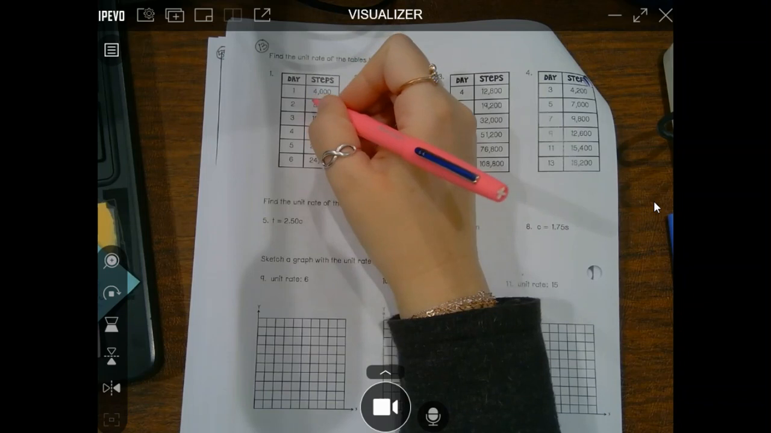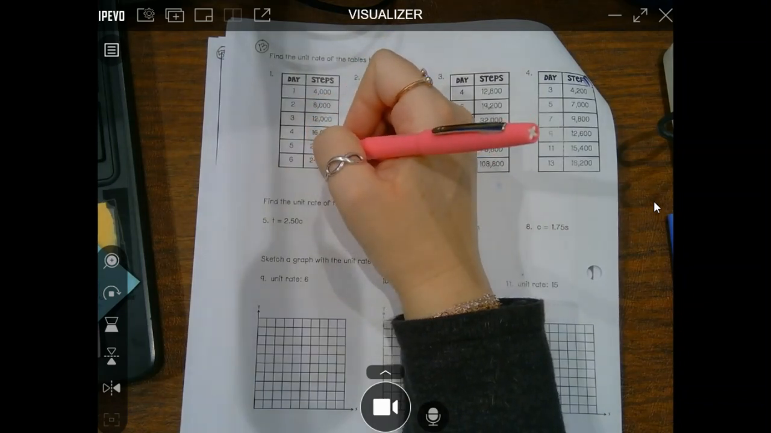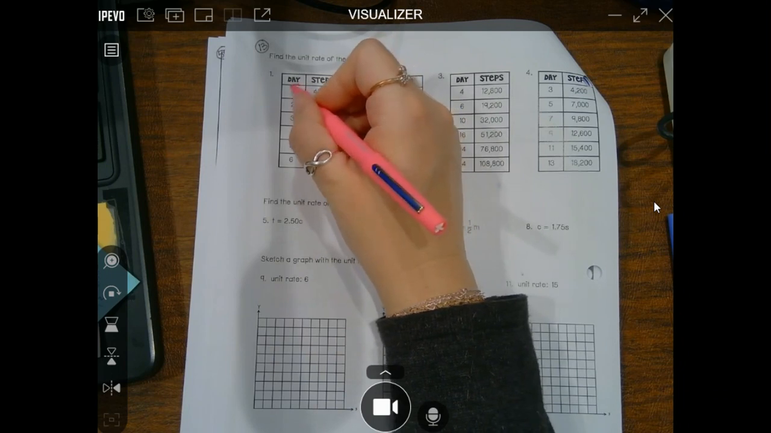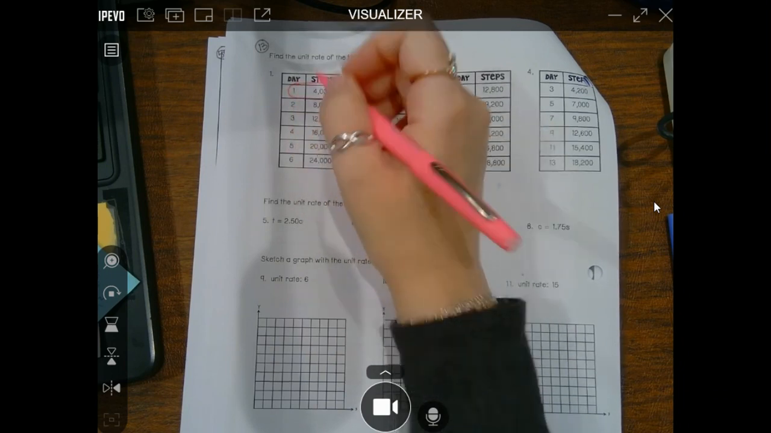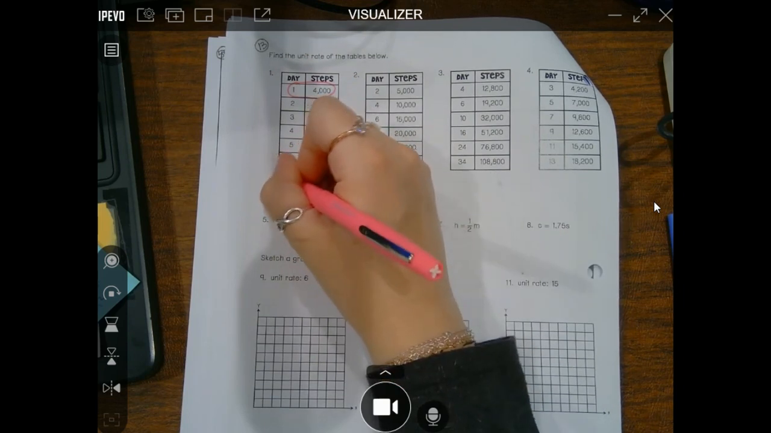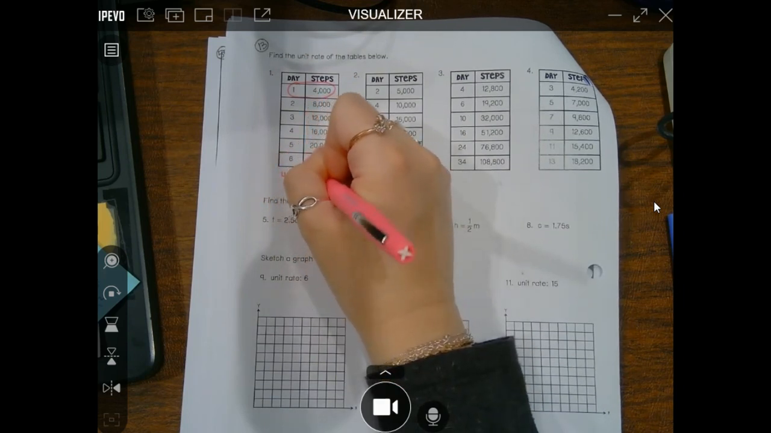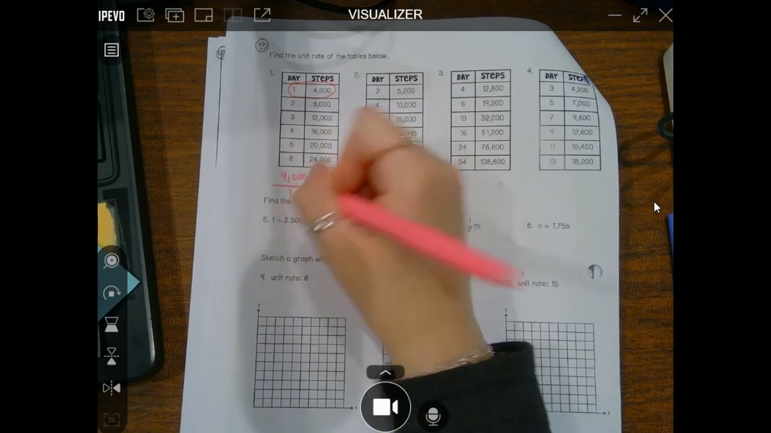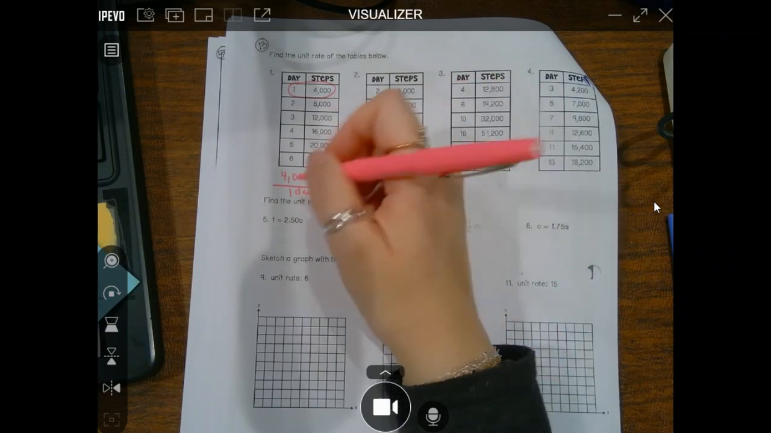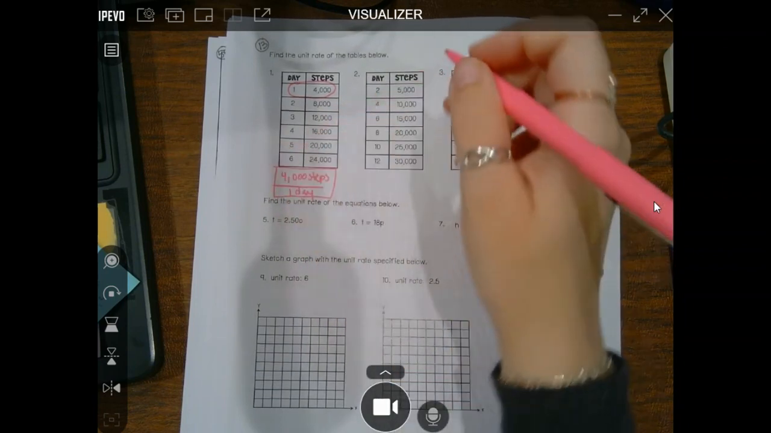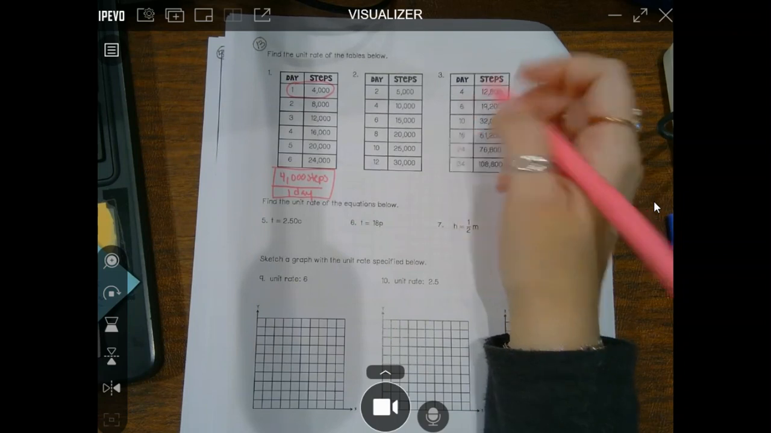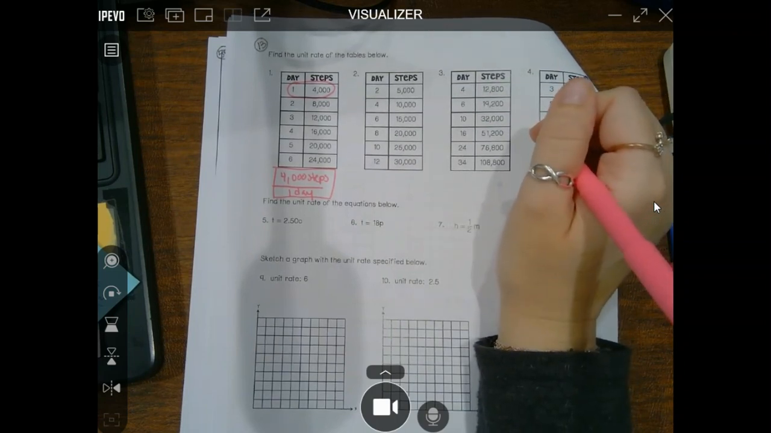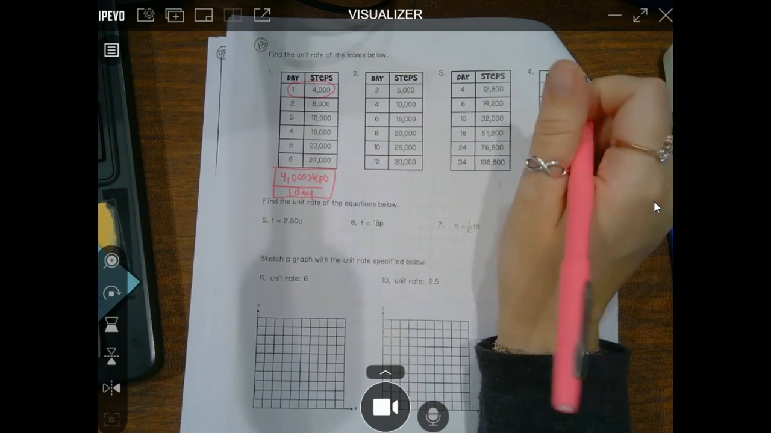You're multiplying by 4,000, right? Or you didn't even really have to do that because didn't we say the unit rate is whatever the y value is when the x value is 1. So it's 4,000 steps per 1 day. And there you go. Okay, so that would be the unit rate for this table. Did they give me when x is 1? No, sadly.